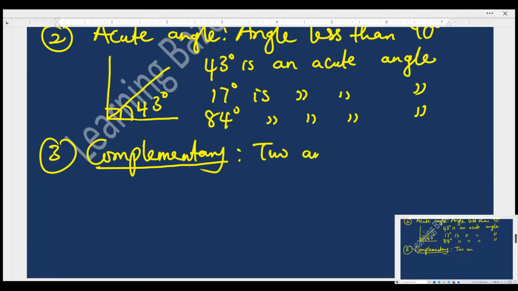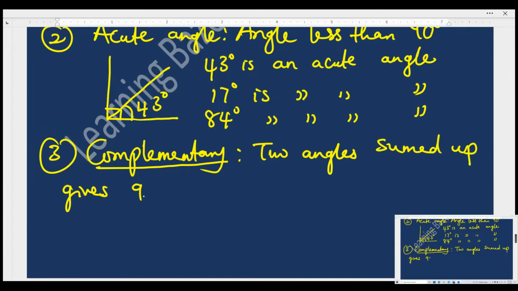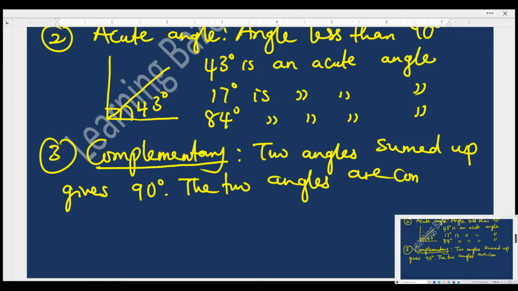Two angles summed up give 90 degrees. The two angles are complementary angles. All right. The two angles are complementary angles. So now these are examples of complementary angles.